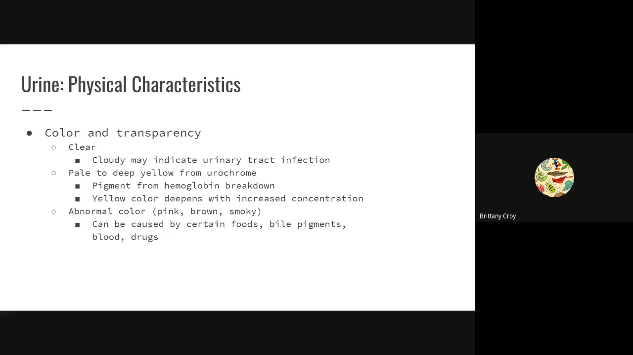I once ate a container of beets and then I went to the bathroom and I thought I had started my period early. That is how red my pee was. But most of the time, yellow.